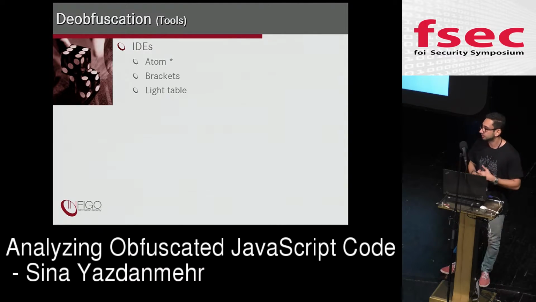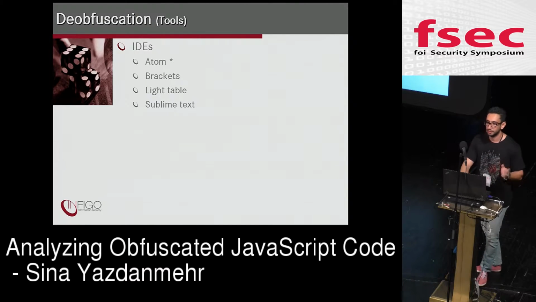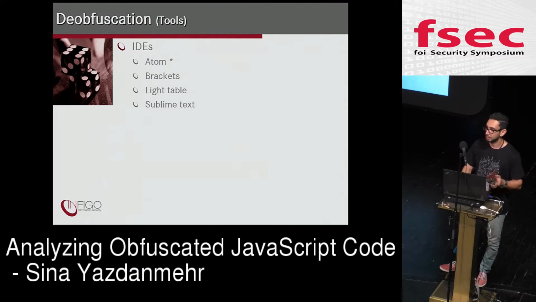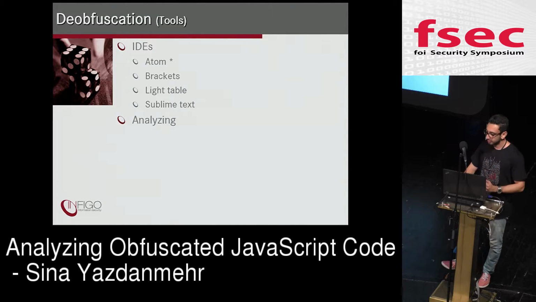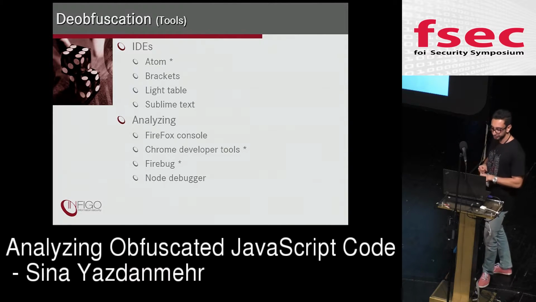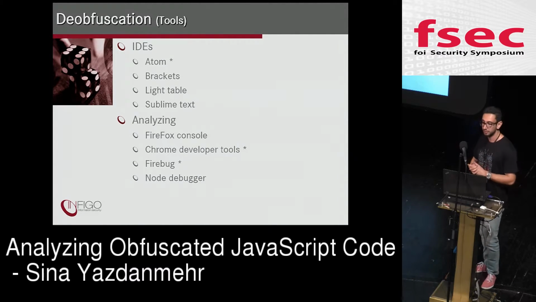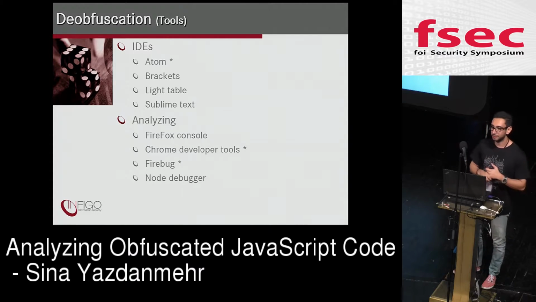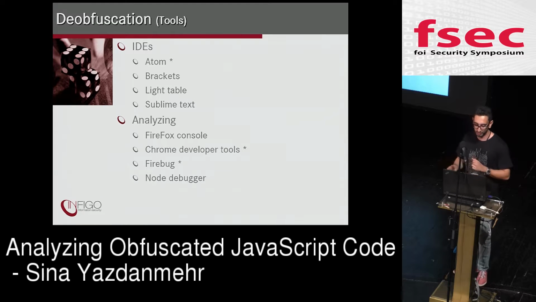I would rather use Atom. I will say why. Sublime Text is a good option too, as well as other IDEs which suit you. For example, you can use Eclipse, NetBeans, etc. For analyzing, you would need a debugger. For example, you can use Firebug, Chrome Developer Tools, or a JavaScript debugger directly. For example, you can use the V8 debugger, Node debugger, etc.